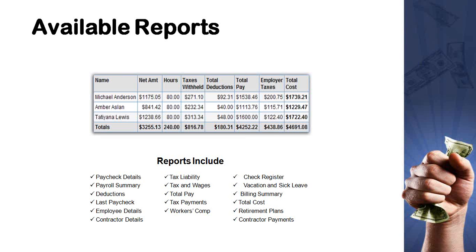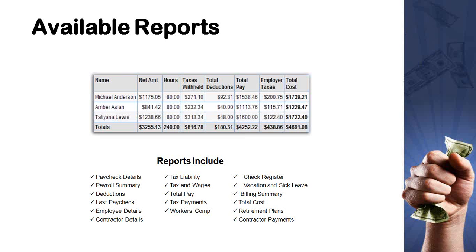Next slide. The payroll reports are pretty much the same as on the desktop version. However, they all look a lot different. So you have the paycheck details, the payroll summary, deductions, contractor details, tax and wages, workers' comp, vacation and sick leave, basically pretty much the same ones that you have on the desktop version, but I just wanted to give you an example of how different they really do look.